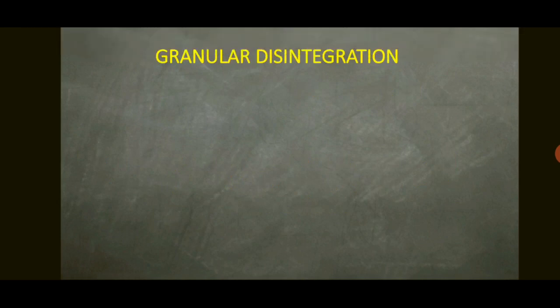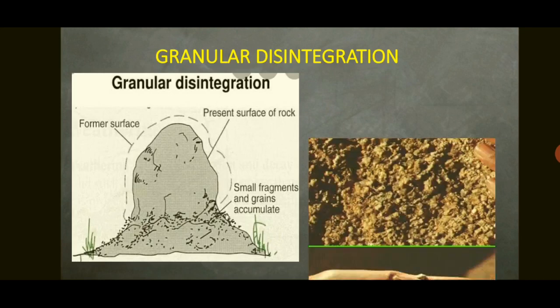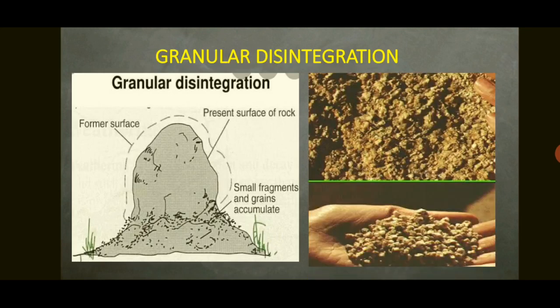Now, you can see here the disintegration of a rock. There is a former surface, meaning the rock was such a big piece, but because of the agents of temperature, that is the contraction and expansion, its former shape has reduced to the present surface rock, and at the bottom you can see small fragments or grains accumulated. So, this is the breaking down of rocks into granular form. Now, if you collect this, you will find that it is in smaller granules. You can see it has dark and light colored grains, both types present in this disintegration.